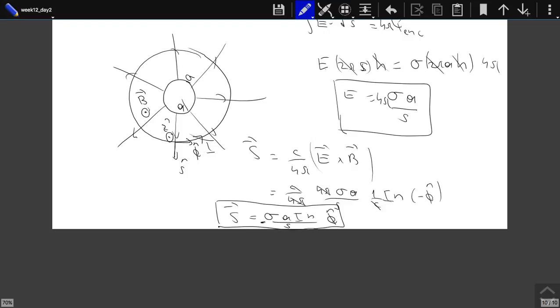Phi hat is counterclockwise. You see, this we define as the Z. Phi hat is counterclockwise. Okay, E is outside in the S hat direction, B is towards you, so it's in this direction at that point at the bottom. So it's in the minus phi hat direction.